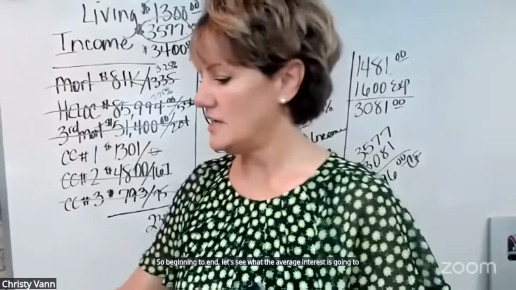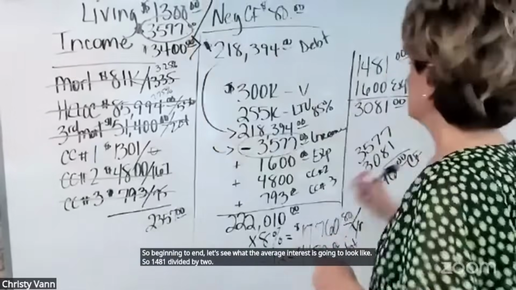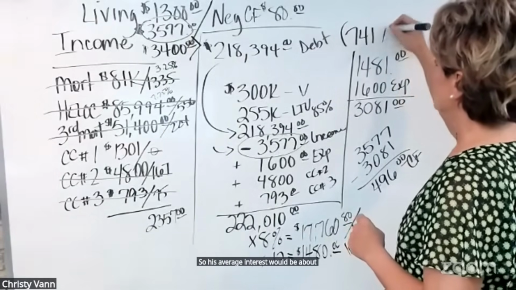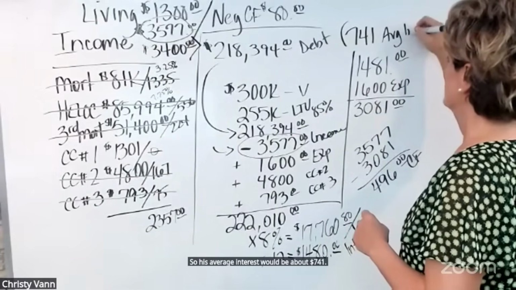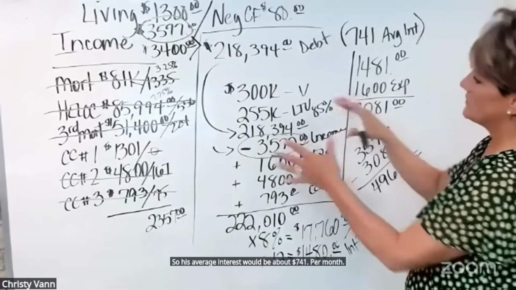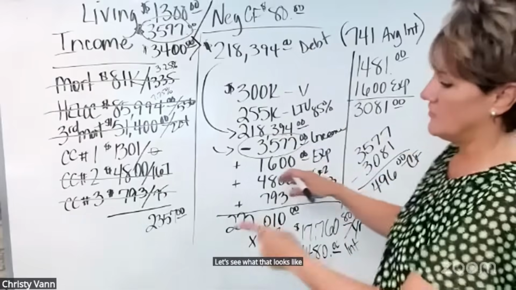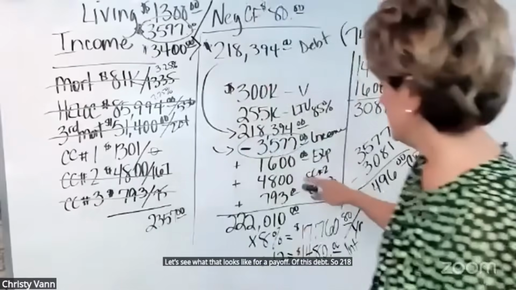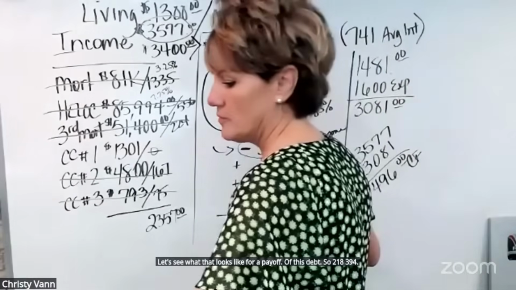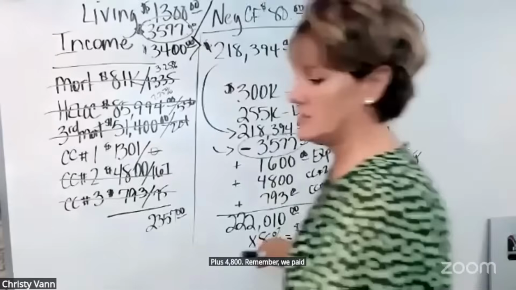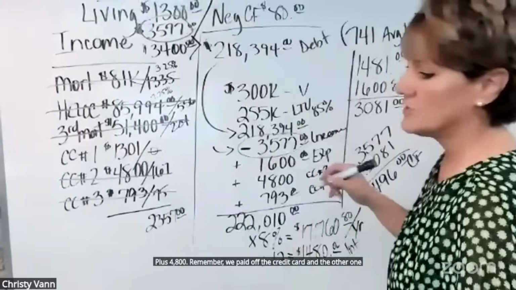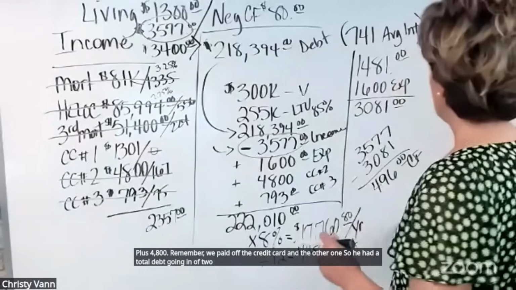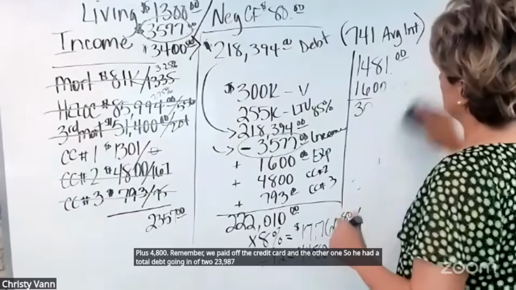So 1481 divided by 2. So his average interest would be about $741 per month. Now, let's see what that looks like for a payoff of this debt. So 218,394 plus 4,800. Remember, we paid off the credit card and the other one. So he had a total debt going in of $223,987. So I'm going to erase this.